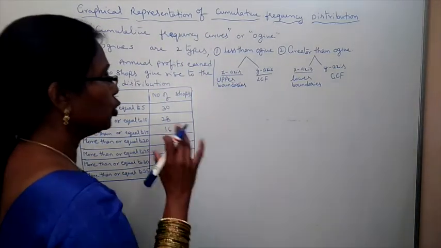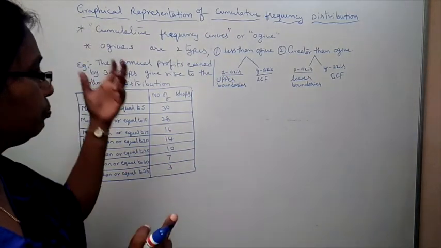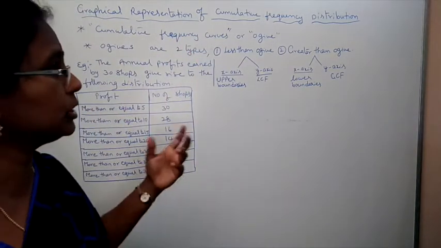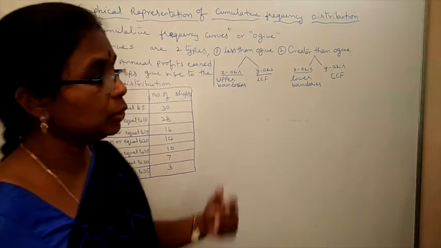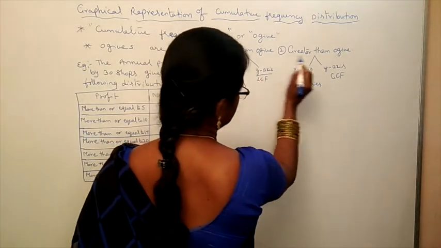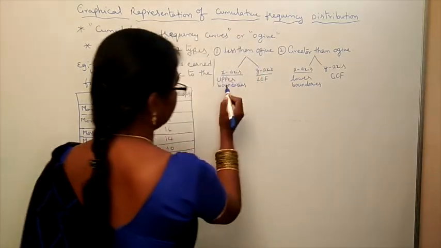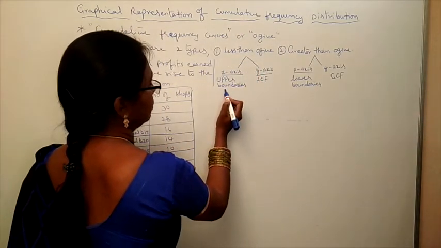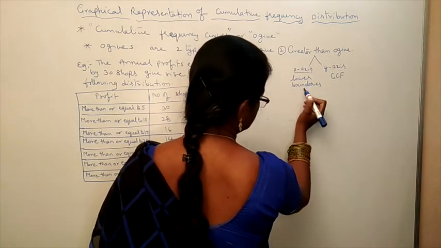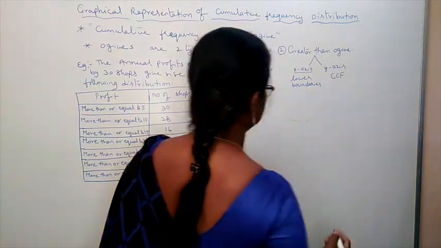frequency. Now, if you represent cumulative frequency as curves, those are called ogive curves. The ogive curves are of two types, less than and greater than. For less than, we take upper boundaries on the x-axis and LCF on the y-axis. For greater than ogive, lower boundaries on the x-axis and GCF on the y-axis.